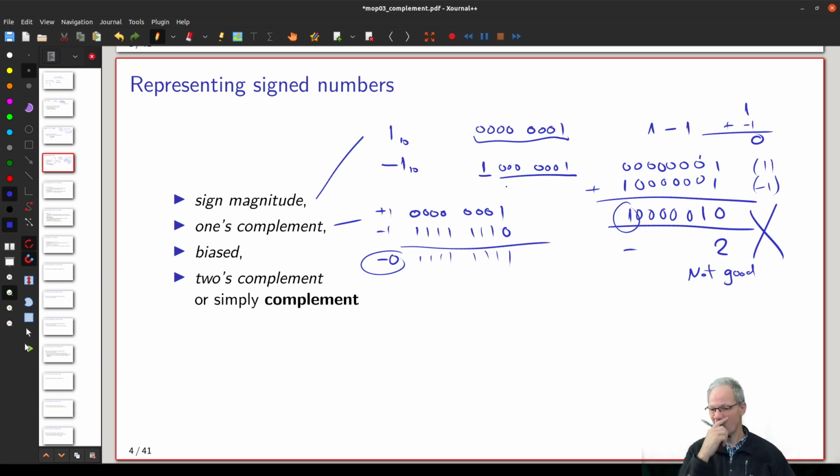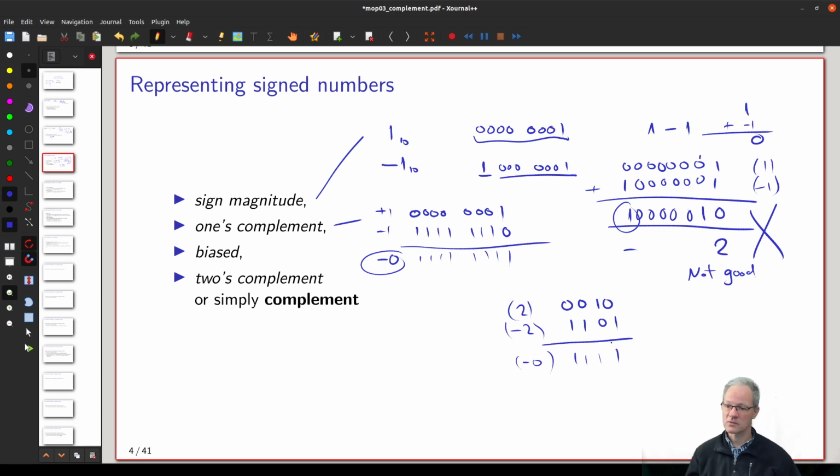So in this case, okay, fine. It did work. Now let's try a different number maybe and see how it works. Now I'm going to write shorter: 0, 0, 1, 0. So this is 2. And then the minus 2 would be 1, 1, 0, 1, right? So let's try to add them up together. That's fine too. That's also going to be minus 0. No problem here.